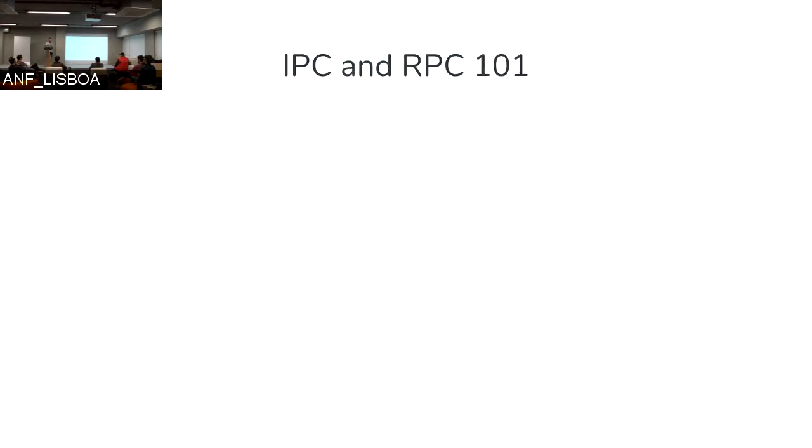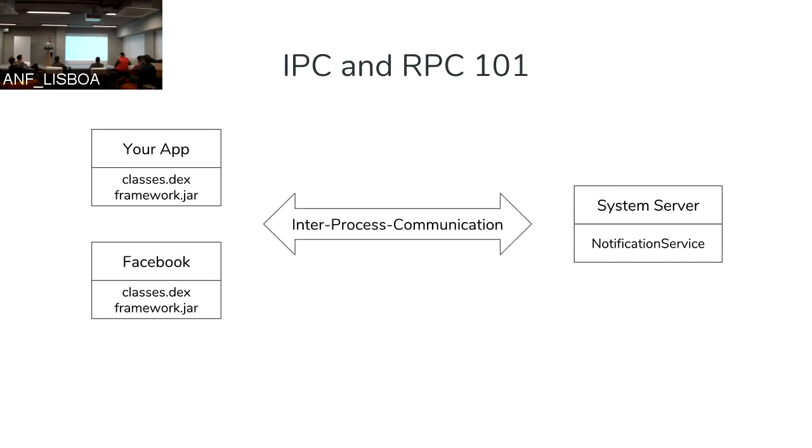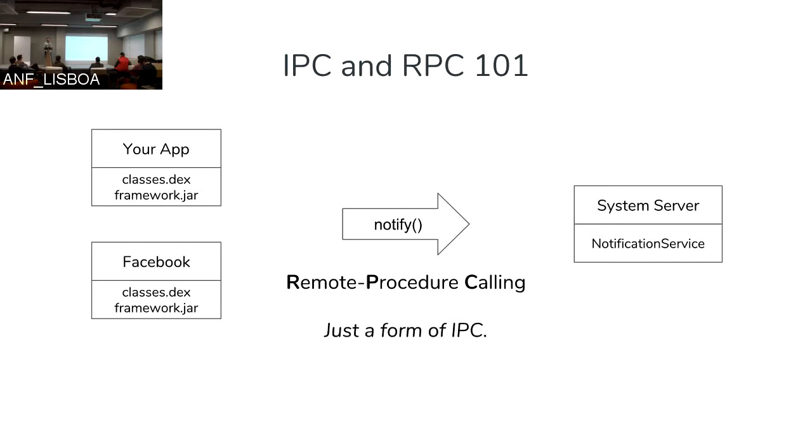So how do two processes communicate? You have your app, you have the Facebook app, which is crap, and you have the system server. How do they communicate? They are different processes. We must have some kind of inter-process communication mechanism. Inter-process is just fancy for processes talking to each other. And in Android, we don't really do message-based RPC, we do method calling. And that's called RPC, remote procedure calling. It's just fancy for calling a method in another process.